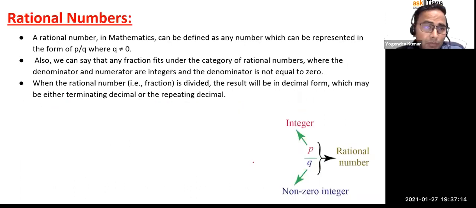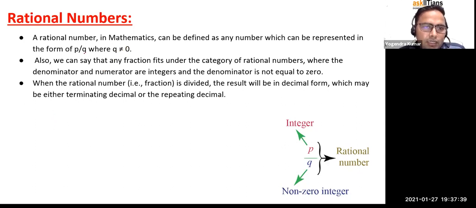This is very, very important, guys. What we need to learn now: rational numbers. What are rational numbers actually? Any number which can be written in p by q form, any number which can be represented in p by q form, is called a rational number. There are a few conditions we need to remember: q should not be zero. The denominator of any number should not be zero.